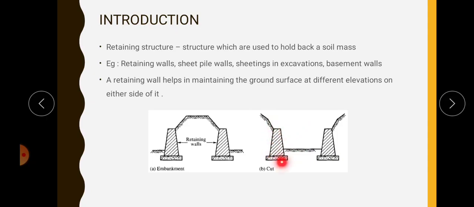If there is no retaining wall here, the soil will come to this portion and reach a stable position, that is, all the soil will be at the same level. We cannot keep the soil at different elevations if there is no retaining wall. So the function of a retaining wall is to maintain the ground surface at different elevations on either side of it. It is mainly used to hold back a soil mass.